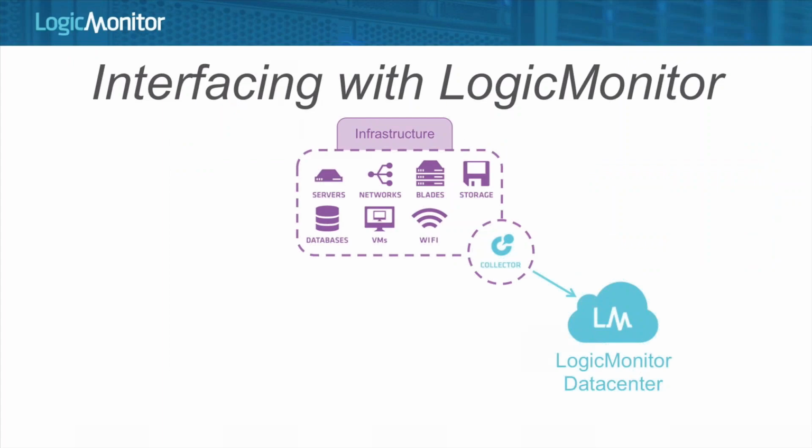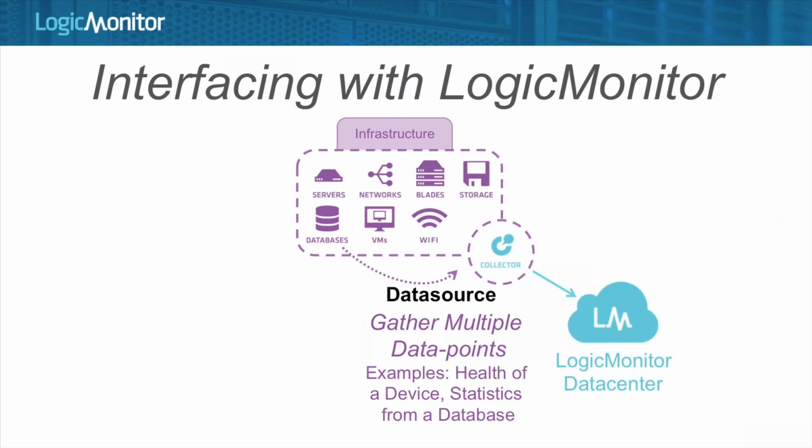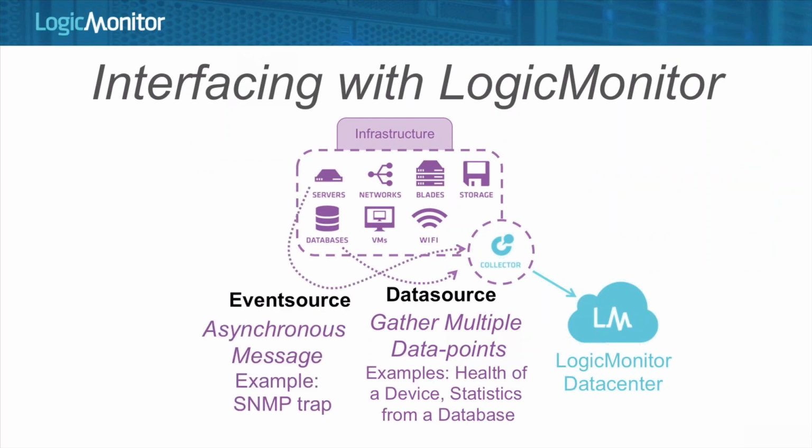So there are four main ways to interface with LogicMonitor. First, there's the data source, which pulls data, and this is essential for monitoring. Second, there's the event source, which is a push, such as an SNMP trap. This is when a device or a system event wants to tell LogicMonitor that there's an issue. And both data sources and event sources are ways that data flows into LogicMonitor.